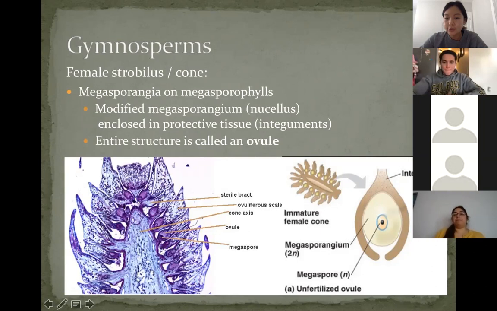The entire structure, though, is called the ovule, and the ovule is going to be right here at the very end of the megasporophyll. So again, these scales are the megasporophylls. Here would be your ovule. If you zoom in on that ovule, the outermost region of it would be the integument. Again, that just provides protection. And then inside would be your megasporangium. Again, your megasporangium is where your megaspores are housed, which is right here in the center, your haploid megaspore.